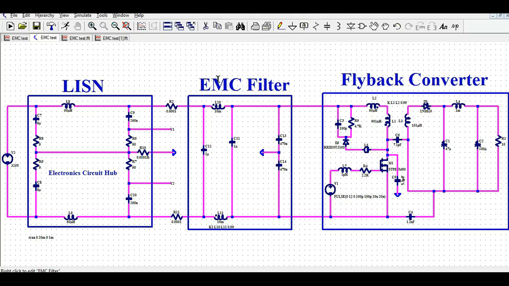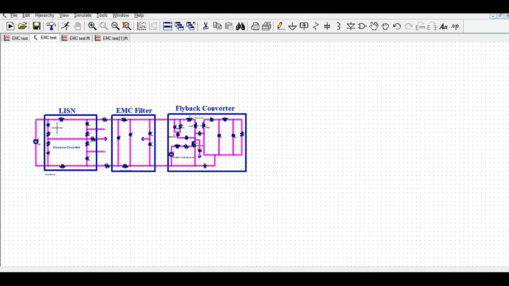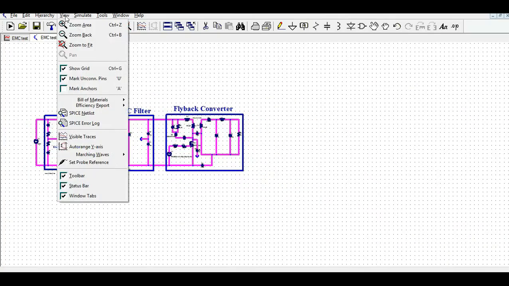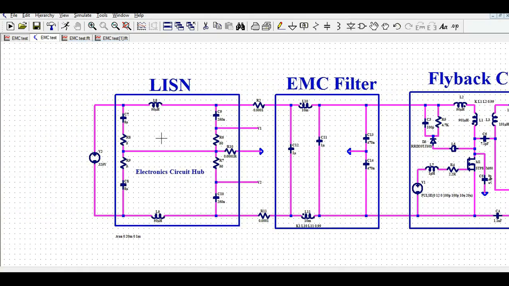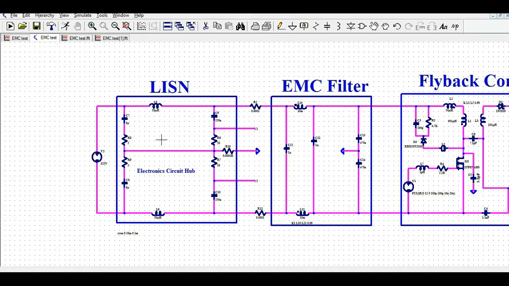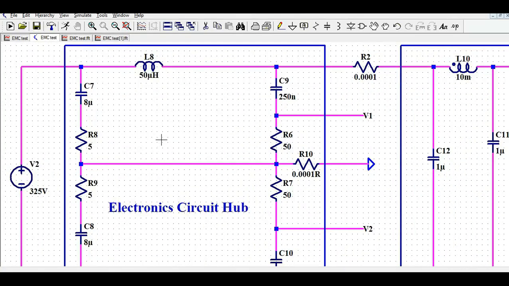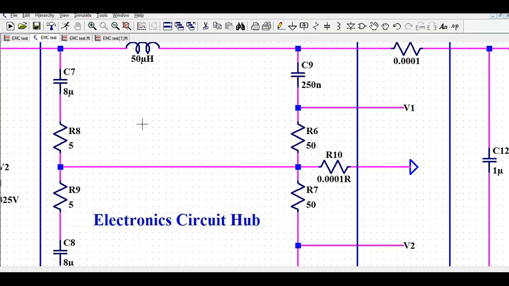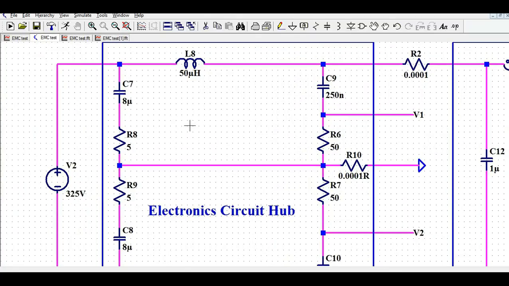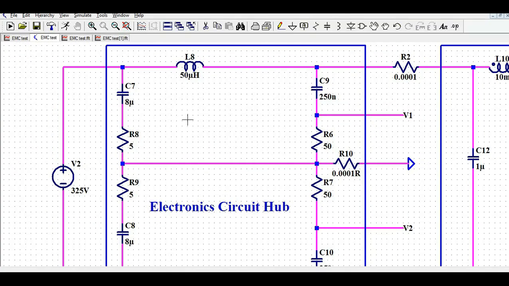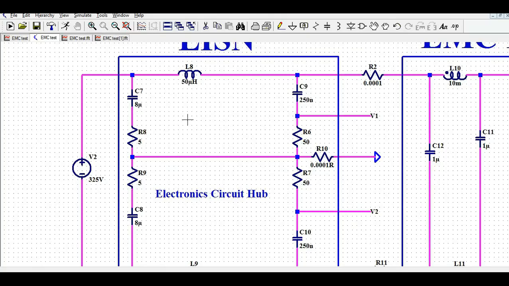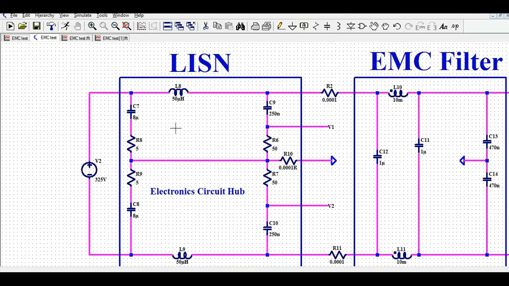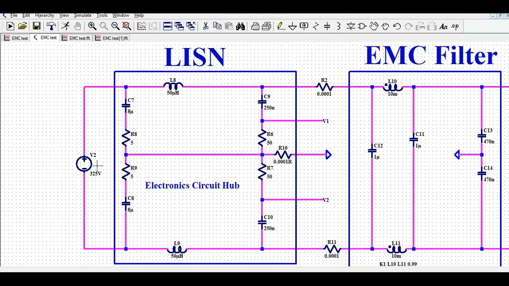So if you look at the input side, let us first understand the LISN part. So if I show you the LISN part, let me zoom it so that you will understand. So if you look at now here, the LISN part, let me adjust a little bit so that it is okay. Now it's fair. So if you look at here, I have connected 325 volt DC.